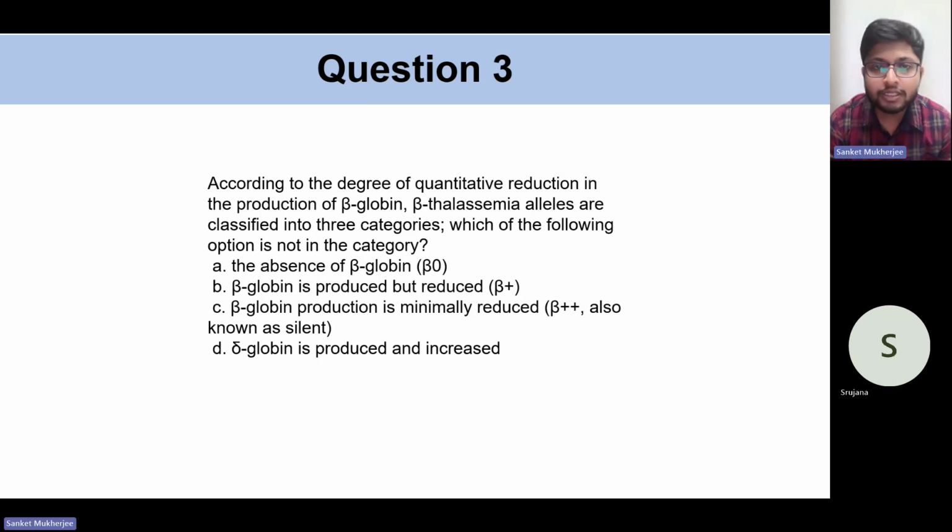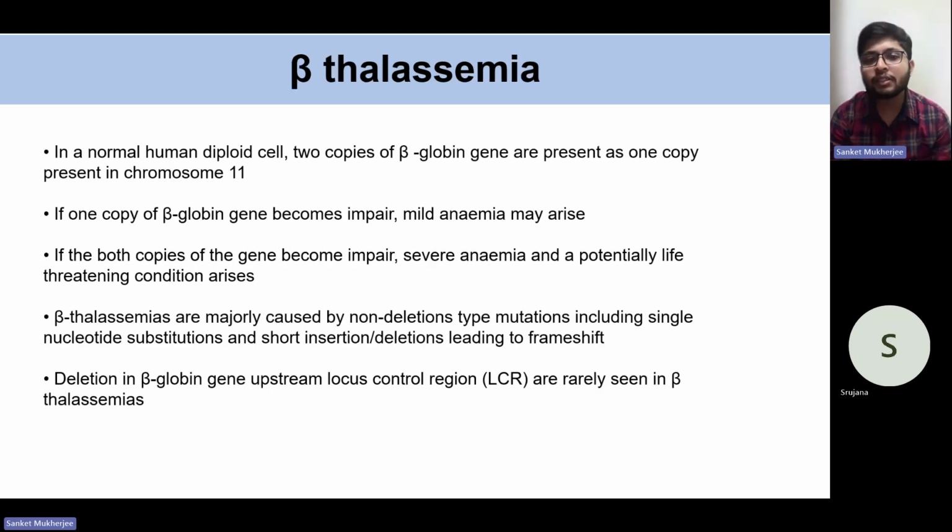Okay, so let's discuss the answer. According to the degree of quantitative reduction in the production of beta globin, beta thalassemia alleles are classified into three categories, out of which the one which is not an option is D, delta globin is produced and increased. So let's see, what happens in beta thalassemia? In a normal cell, there are two copies of beta globin gene. They are present in chromosome 11.